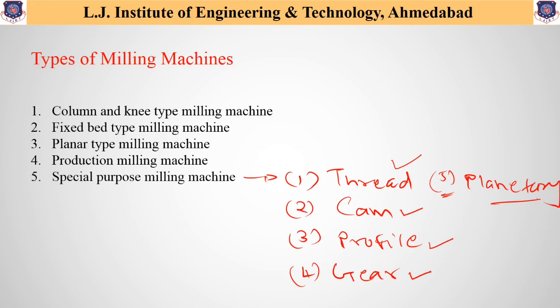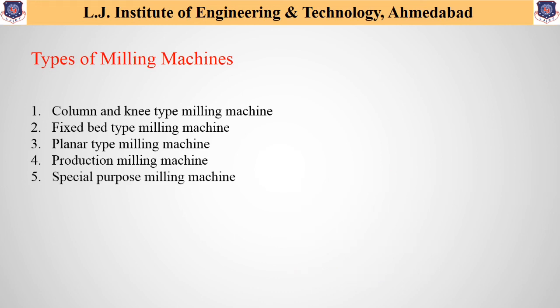So in this lecture we have discussed the simple basic working principle of the milling machine, and further we have discussed different types of milling machine. And as we have listed different milling machines in these 5 types, all those detailed milling machines we will discuss in our further lectures. From our next lecture onward we will start discussion about the column and knee type milling machine, and what is the difference between horizontal, vertical, universal and omniversal milling machines.